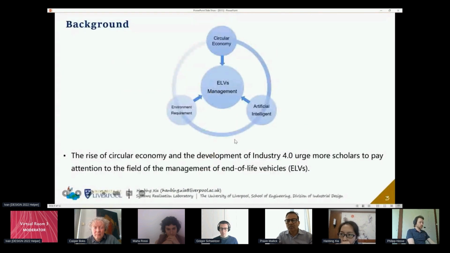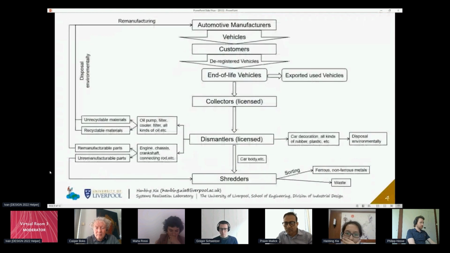Okay, so first, I'd like to give you a bit of background. The rise of the circular economy and the development of Industry 4.0 encourage more scholars to pay attention to the field of the management of ELVs. Like in this figure, with regard to ELVs, we expect that they can be collected by manufacturers. Then the recyclable resources can be remanufactured after detection and classification, and the harmful compounds are delivered to the waste disposal center.